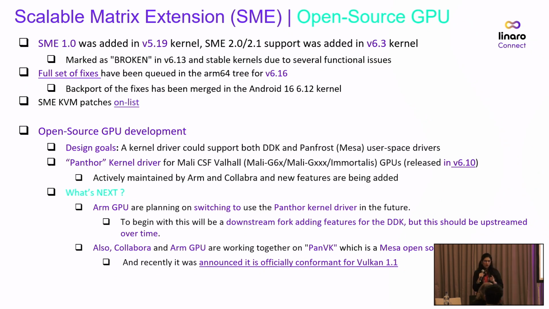Now, on open source GPU, again, more on context, we have the Panthor kernel driver, which made its way in kernel 6.10 last time. Now, what's happening right now? We are trying to switch Arm GPU from the previous DDK Panfrost to also have the Panthor kernel driver. And for this, we are taking baby steps, so downstream fork at the moment, and then eventually that would be upstreamed. We're also working with Collabora on PanVK, which is a Mesa open source Vulkan driver.